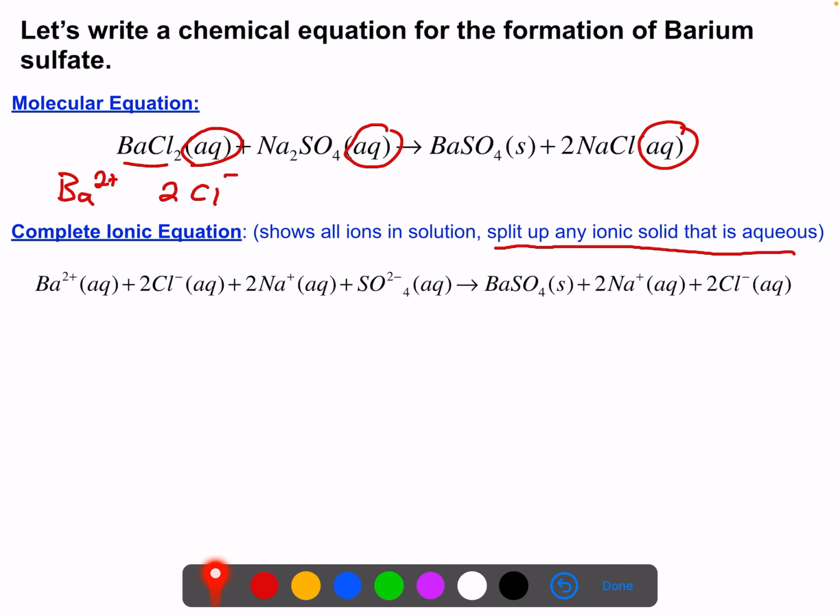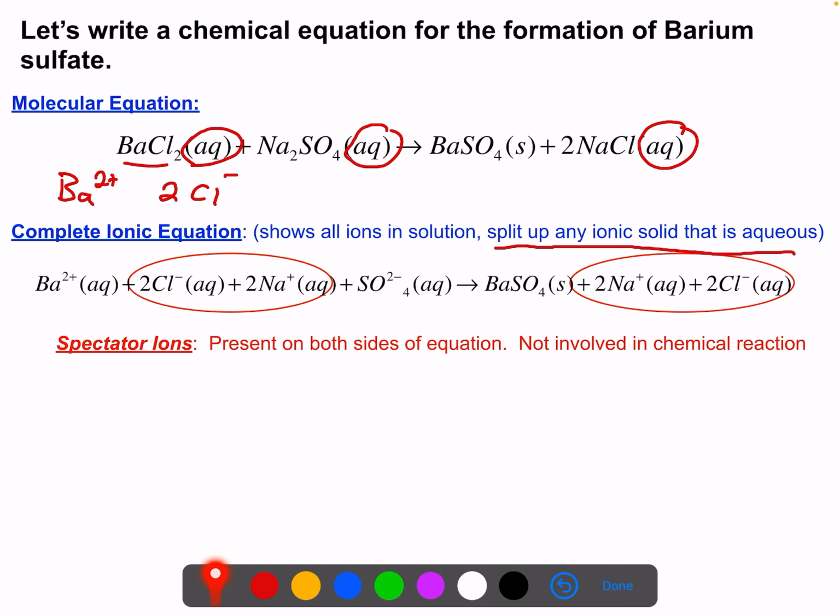Now, the last thing we can notice in this is when we look at this equation, notice on both sides we have 2 chlorides, 2 chlorides, 2 sodiums, 2 sodiums. So we have the same thing on both sides of our equation. These are called spectator ions, and what that means is they don't actually undergo any change at all. The sodium and the chloride remain exactly the same. So these are not involved in the chemical reaction. They're just kind of floating around in the solution.